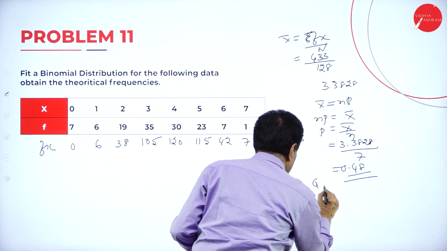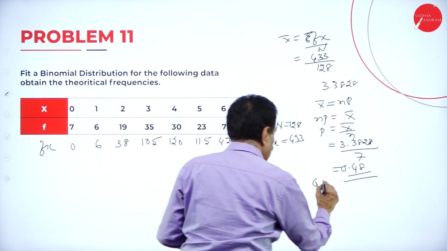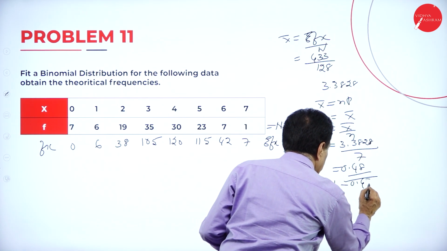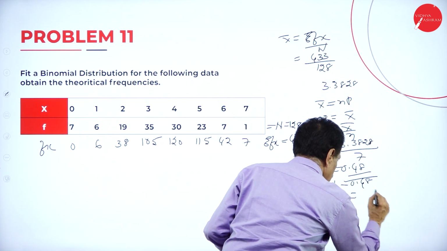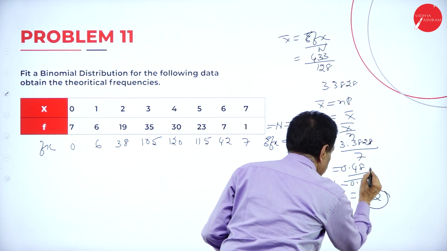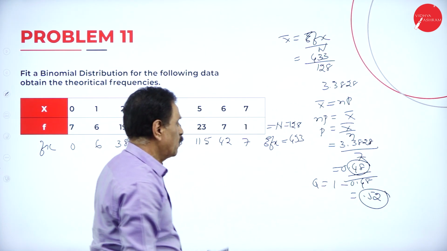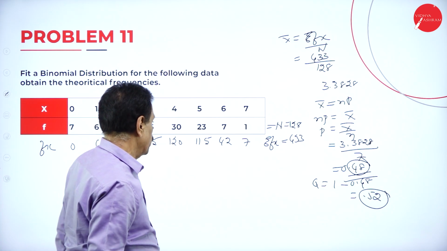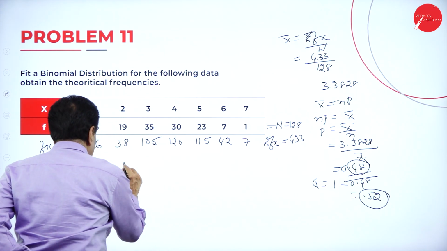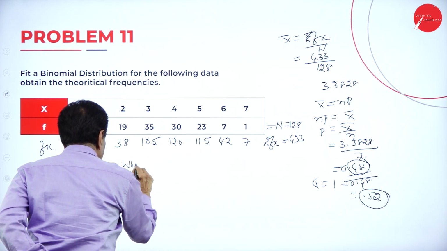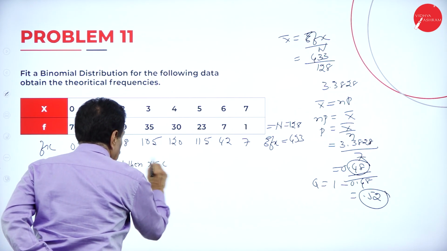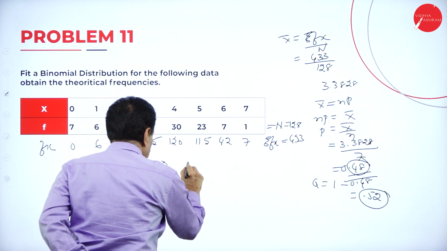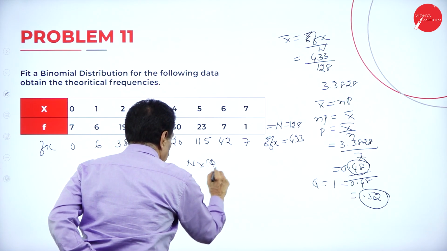Therefore, Q is equal to 1 minus 0.48, which is 0.52. So P is 0.48 and Q is 0.52. Then you write here: when x is equal to 0, the formula is N into q to the power of n.